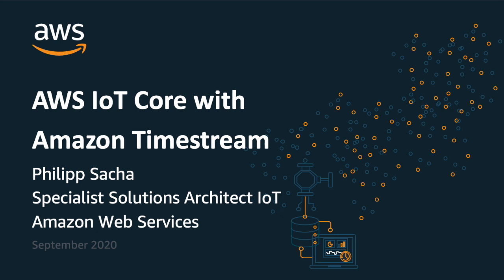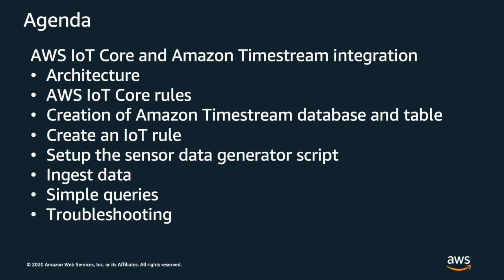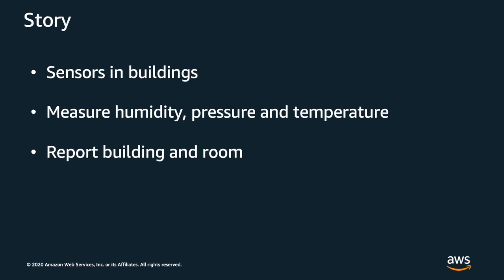I will talk about AWS IoT Core and Amazon Timestream integration. That means how you can ingest data from your IoT devices into Amazon Timestream. What I'm going to cover is the architecture to ingest IoT data, what an IoT rule is and how it works, how to create a database and table in Amazon Timestream, create an IoT rule, ingest data into AWS IoT Core with a data generating script, do some simple queries, and do some basic troubleshooting.